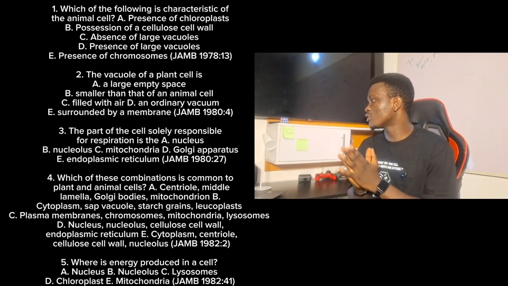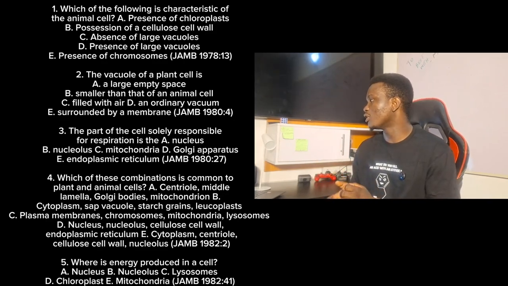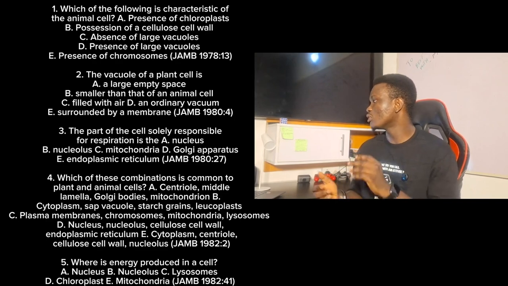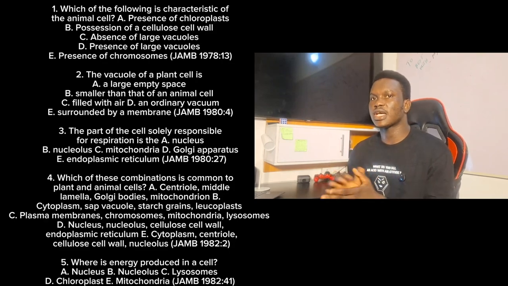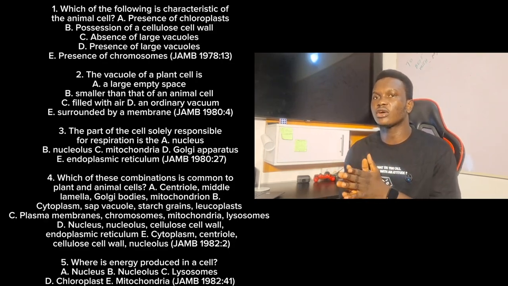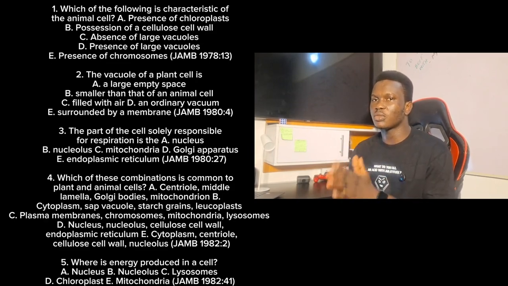A, presence of chloroplasts, that is seen in plants. Possession of a cellulose cell wall. Absence of large vacuole. Presence of large vacuole. Presence of chromosomes. So from what I said, there's absence of large vacuole. Even if there is any, it's just going to be little in animal cell.